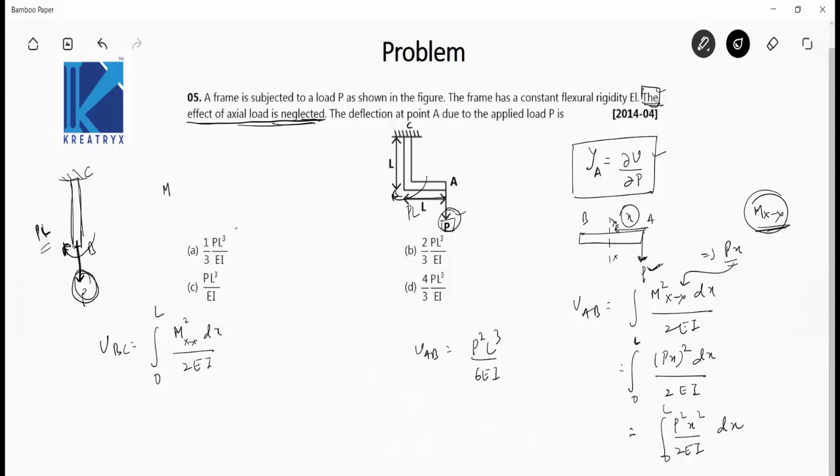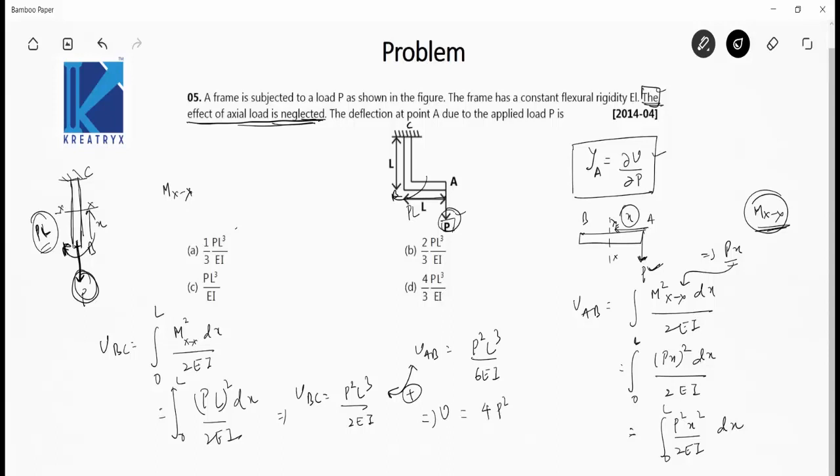What is Mxx? I have told you, it is the moment at a cross section xx at a distance x. The moment here is constant and its value is equal to PL. So put the value, which gives PL squared by 2EI dx from 0 to L. Solving it, UBC is equal to P squared L cubed by 2EI. Now the total strain energy will be UAB plus UBC, which is equal to 4P squared L cubed by 6EI.